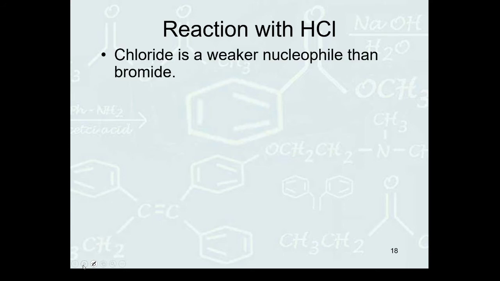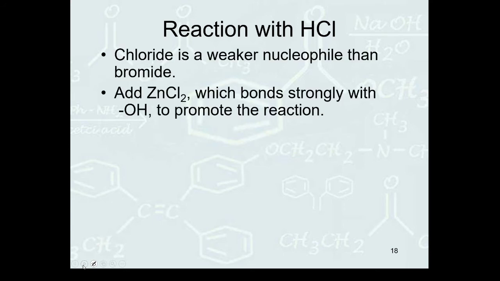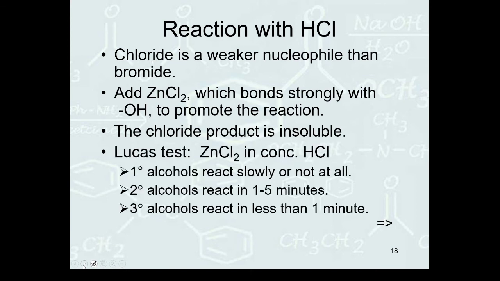Okay, same thing, HCl. Chloride is a weaker nucleophile. You may need a catalyst, so they usually throw in zinc chloride or something like that. It's also known as the Lucas test. Chlorine doesn't react as nicely as bromine does. It's not as good a nucleophile as bromine. However, you can do the Lucas test. You'll make up Lucas reagent, which is just zinc chloride with HCl.